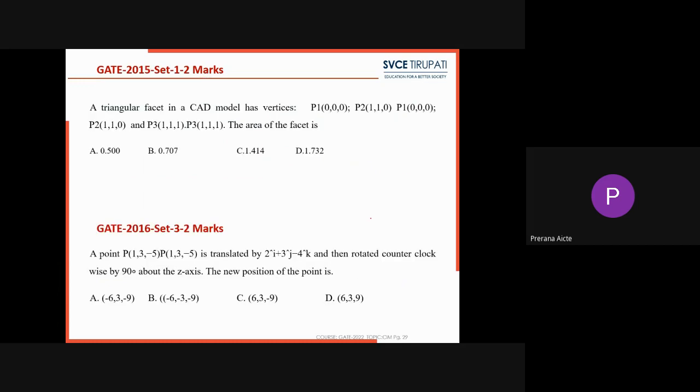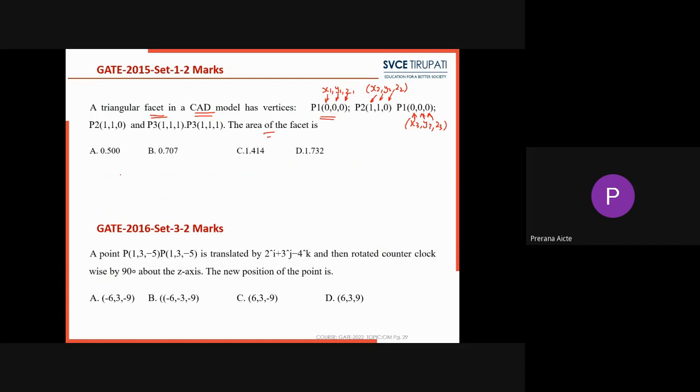Okay. Next bit, which was asked in 2015 for 2 marks, in Set 1. A triangular facet in a CAD model, that means computer aided design, has P1 as 0 comma 0 comma 0. That is x1 comma y1 comma z1. In the same manner, x2 comma y2 comma z2 is given as 1 comma 1 comma 1, and x3 comma y3 comma z3 is given as 0 comma 0 comma 0. Here they ask for the area of the facet.